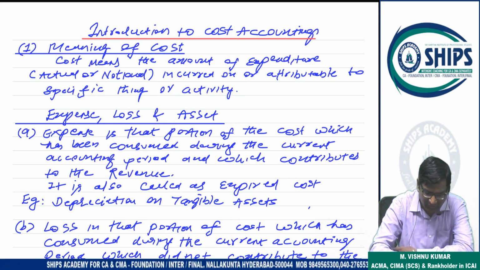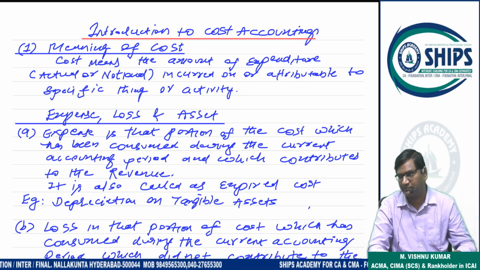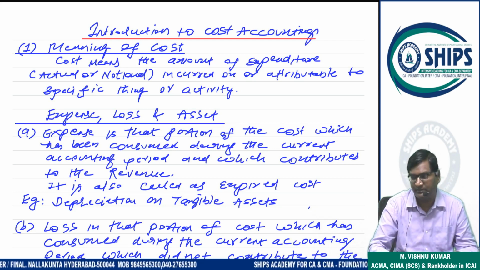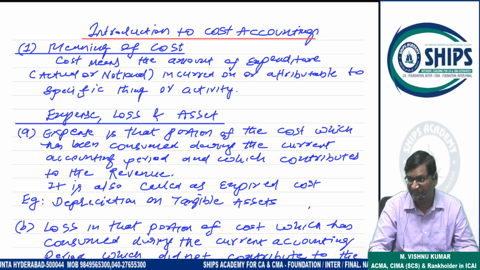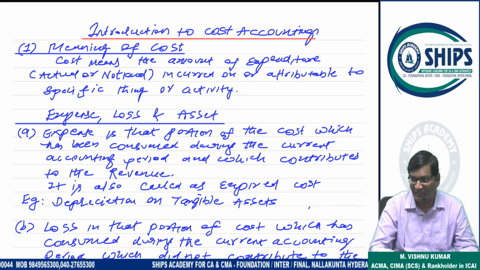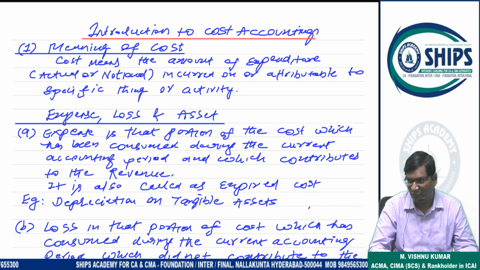Cost means amount of expenditure, actual or notional, incurred or attributable to a specific thing or activity, meaning for producing a product or rendering a service. That is the meaning of cost. Understand? Cost meaning is clear. Because you are studying the cost accounting paper, if you don't know the meaning of cost, it is a very serious matter for us. True or false?